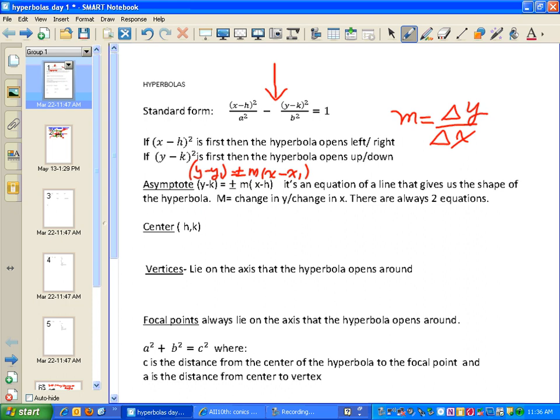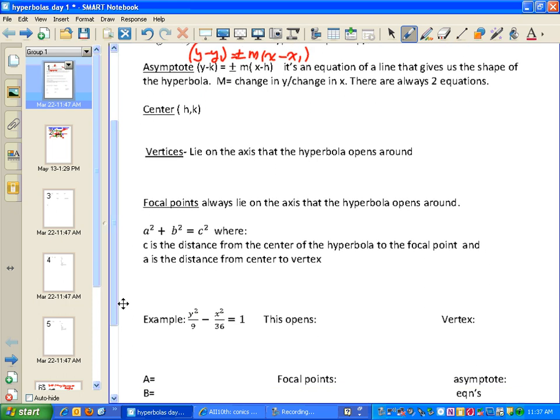Okay. All right. Focal points will always lie on the axis that the hyperbola opens out. When you look at this, hyperbolas are opening around your focal points. Right? So they're not in between the vertices now, they're on the outsides of the vertices. So their values at C will be bigger than any of the A's or the B's. Does that make sense? All right, your focal points always lie on the axis that the hyperbola opens around. And here is your equation. Why is this one different from your other one? What makes this one different?